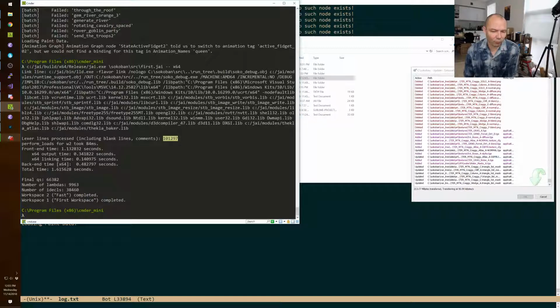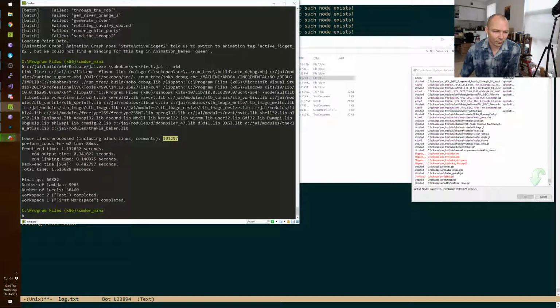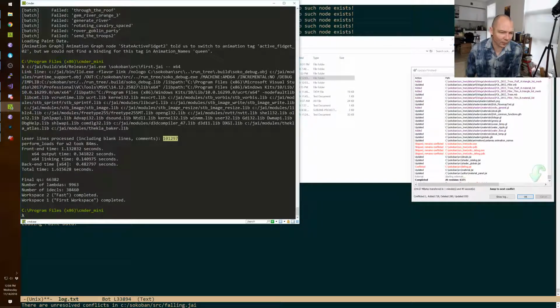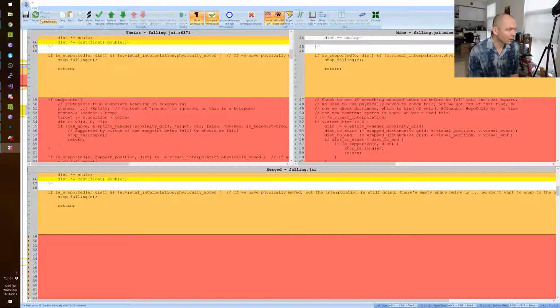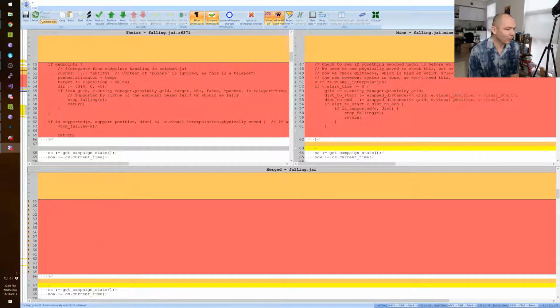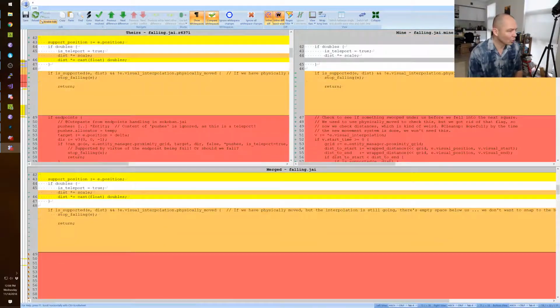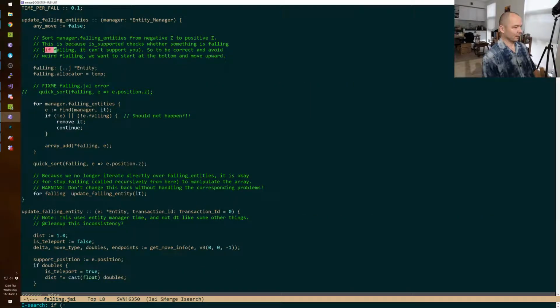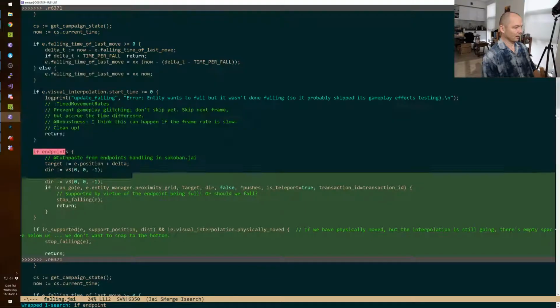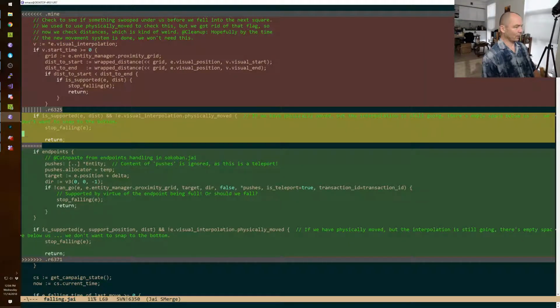Dude, this update is taking forever. Maybe I should have updated source but not data, but let's just make sure we get everything. Oh no, falling is conflicted. No. Oh, I did this endpoints change at work yesterday. All right. Okay, this is my support check.